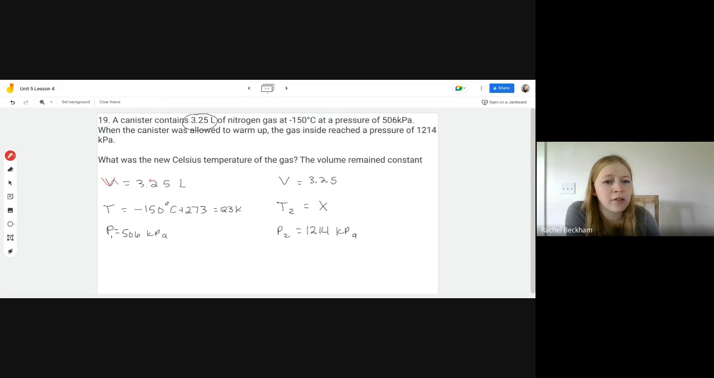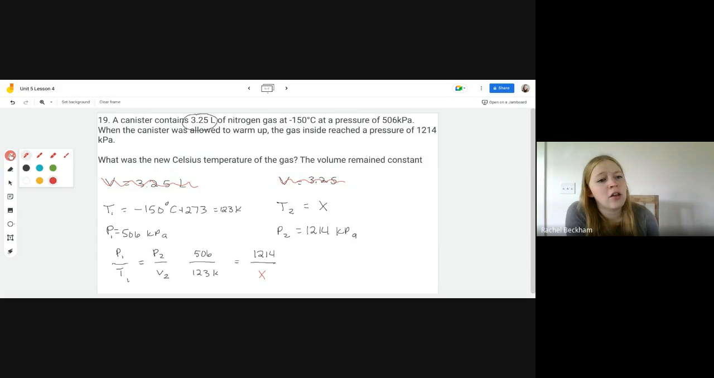Remember that when it's constant, we don't have to worry about it, and so we are just dealing with P1 and T1, and then P2 and T2. So this is the equation we're going to use here, right? We're going to plug everything in and solve for the new Celsius temperature. My P1 is 506 divided by 123 Kelvin, and that is equal to my P2, 1214, divided by my X. So my X is in the denominator. That's not good, so I'm going to cross multiply to find X.